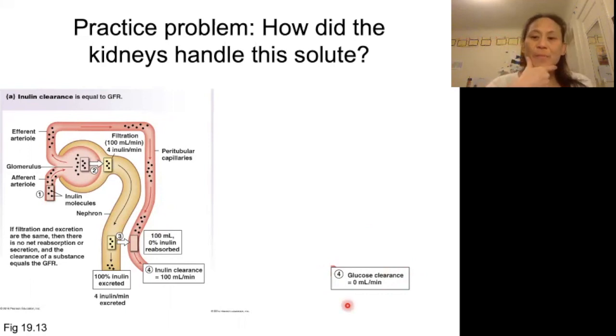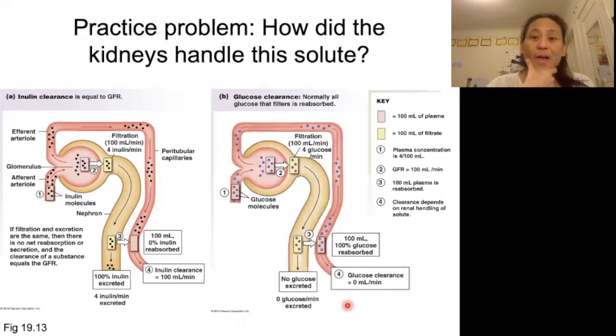Think about that for a moment. Okay, so it means that glucose was reabsorbed, right? So remember, if the clearance of our molecule is less than the clearance of inulin, that means that the molecule was reabsorbed. And that is what is illustrated here in this diagram.